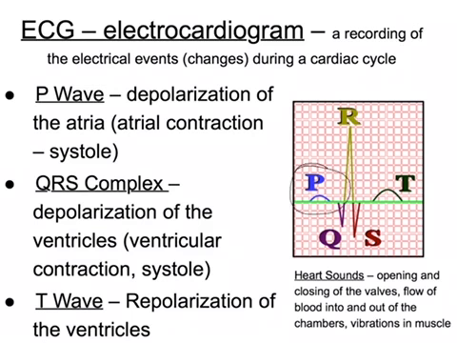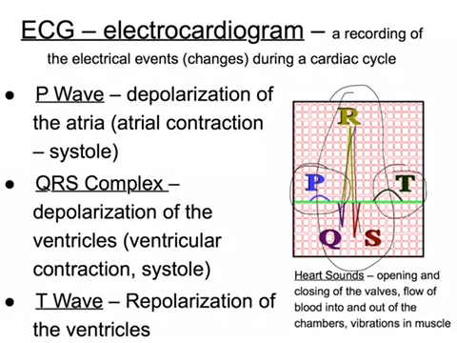And then there's what we call the QRS complex. And this is the depolarization of the ventricles. So this is when the ventricles contract and are in systole. So that's the QRS complex, this one right here in the middle. And then the T wave is the repolarization of the ventricles here at the end.